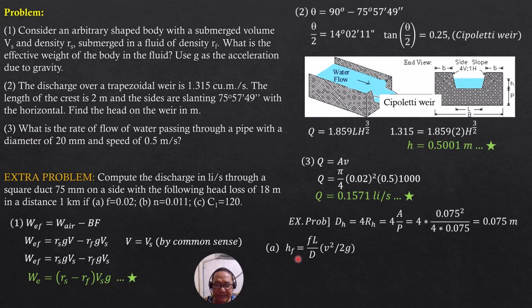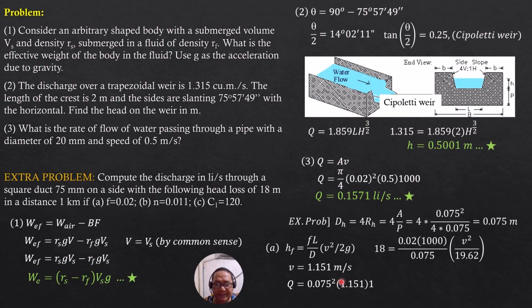So using this formula, 18 equals 0.02, length 1000, diameter 0.075, the hydraulic diameter, v squared over 19.62. So solving for v is 1.151 meters per second. So the discharge is area 0.075 squared times v 1.151 times 1000. So Q in liters per second is 6.474. So that's for the first part.